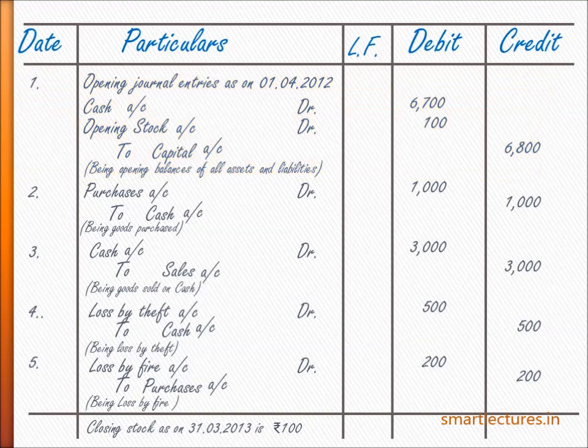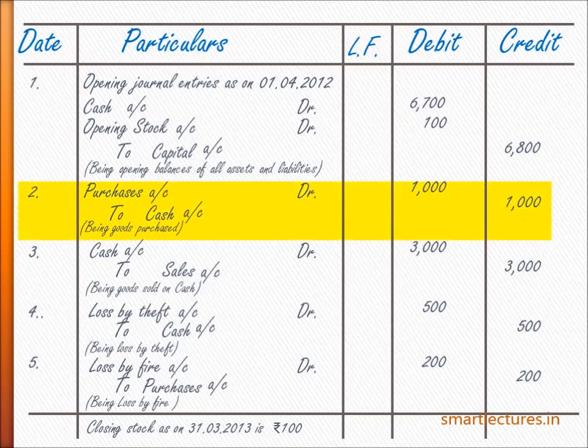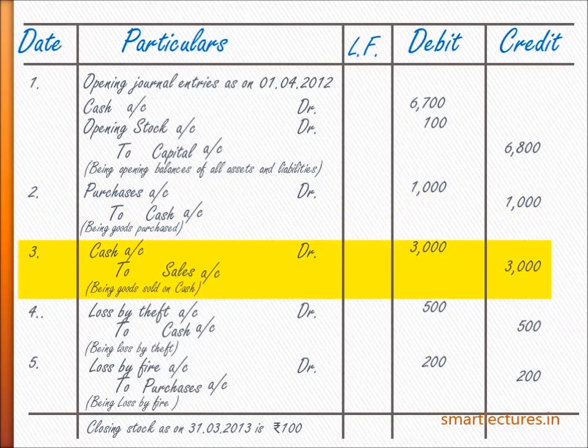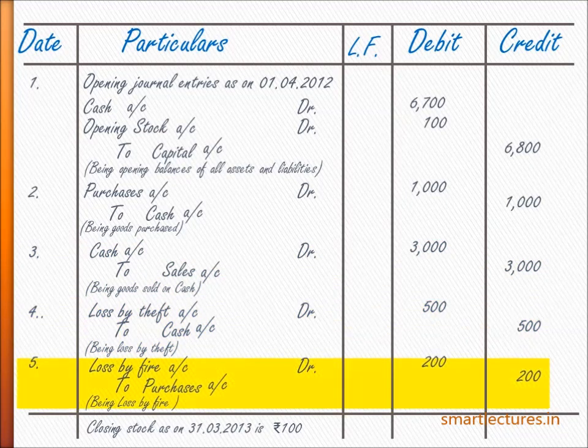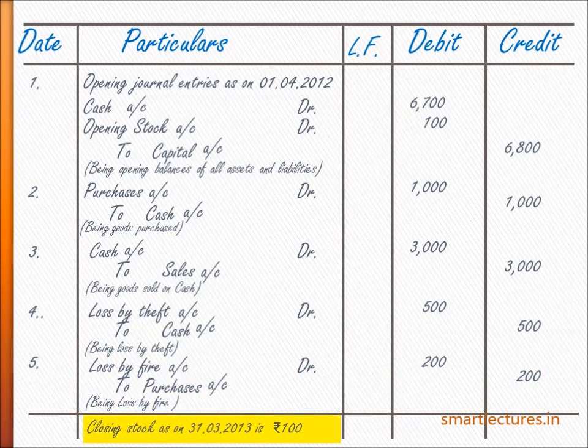Next, purchase account debit to cash account rupees 1,000, cash account debit to sales account rupees 3,000, loss by theft account debit to cash account rupees 500, loss by fire account debit to purchases account rupees 200. Closing stock as on 31st March 2013 rupees 100.